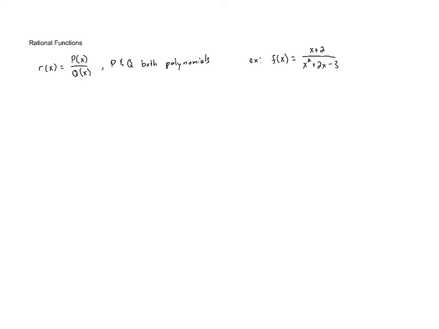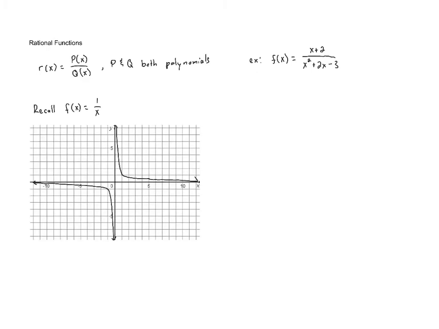Now, we've already seen the graph of one rational function. Let's recall the function f of x equals 1 over x. It's not the most exciting rational function. The polynomial in the top is just a constant, and in the bottom it's just x. But this is a rational function, and by looking at its graph, we can see the element that we'll have for the graph of a rational function that we don't have for a polynomial. So here we have a sketch of the graph of f of x equals 1 over x.